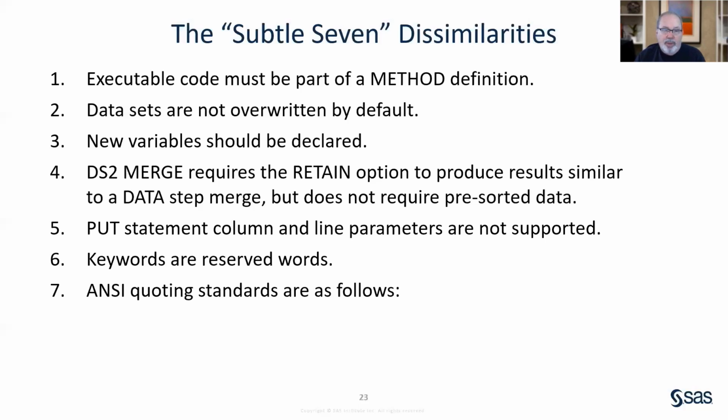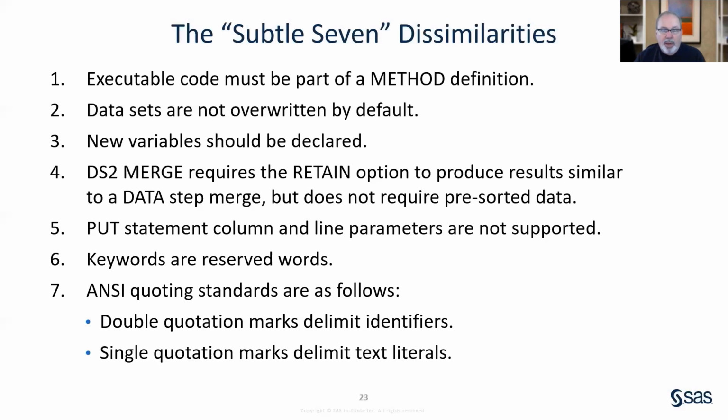Which brings us to number 7, that ANSI quoting standard, right? Double quotes indicate the name of something or an identifier, and single quotes are used to delineate constant text. And as a result, we have a little trouble when we're resolving macro variables into DS2 code as a text literal. So we use the %tslit macro function to resolve the text and then put real single quotes around it so that it resolves and works properly in our DS2 code.